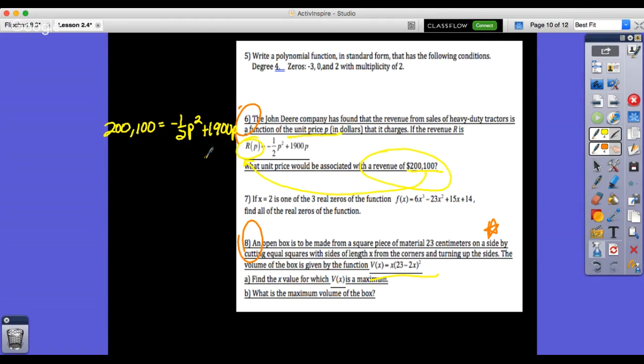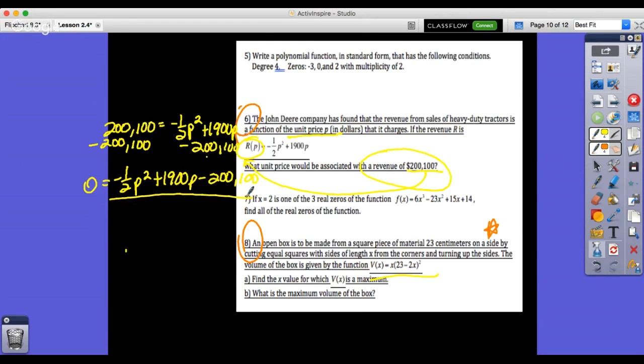Let's get this set equal to 0, because anytime we solve for P, we want to make sure it's equal to 0. So we're going to say 0 is equal to negative 1/2 P squared plus 1900P minus 200,100. In solving for P, we're going to plug this equation into our calculator and come up with where it crosses at our x-intercepts.